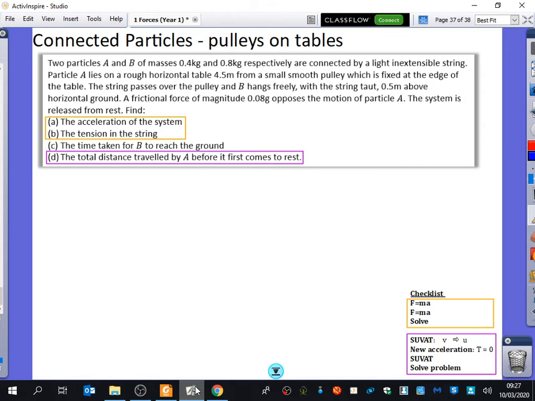Okay, so we're going to look at connected particles. This time, pulleys on tables. Previously we looked at a pulley where there were two things hanging, one on either side. This time it's going to be on a table.